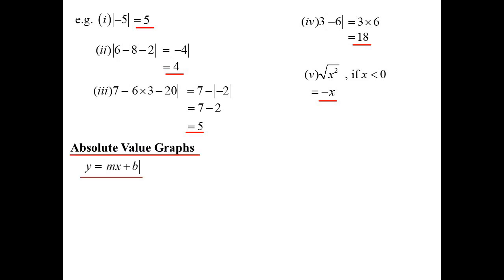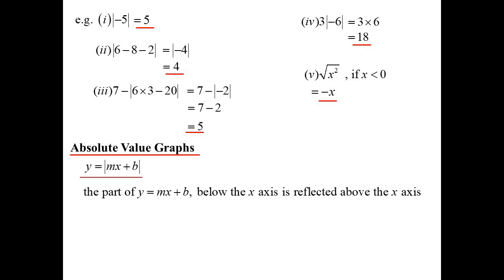Right. The graph. What does the graph look like? Absolute value of some linear function, mx plus b. What does it mean? Well, it means that bit of the line that's below the x-axis will reflect above, because we can only get positive numbers, so it can't exist underneath the x-axis. So the bit below reflects above, and we end up with a V shape.